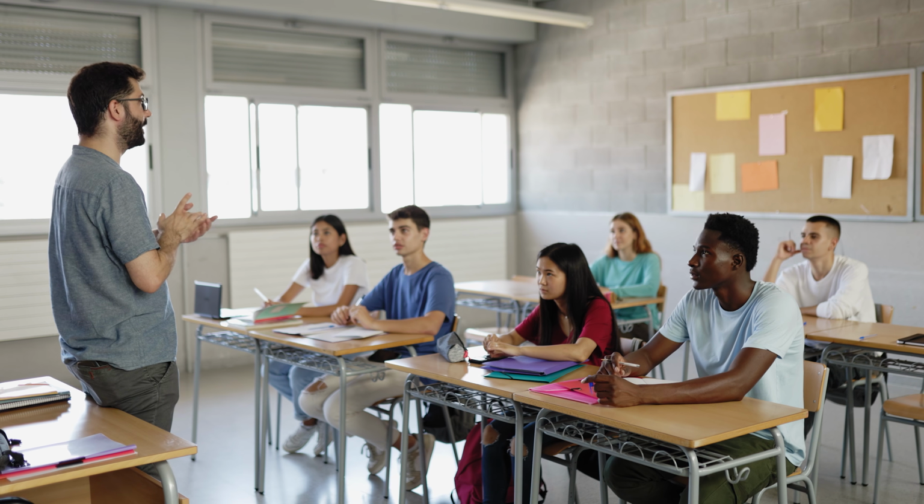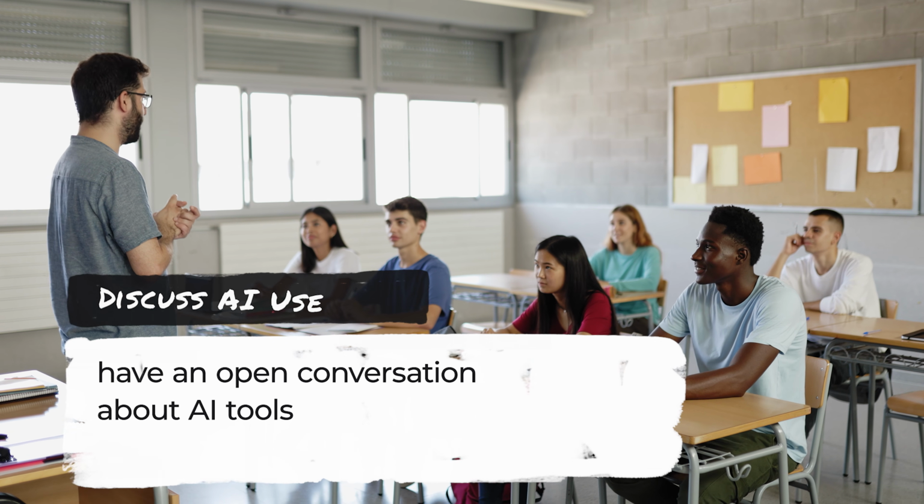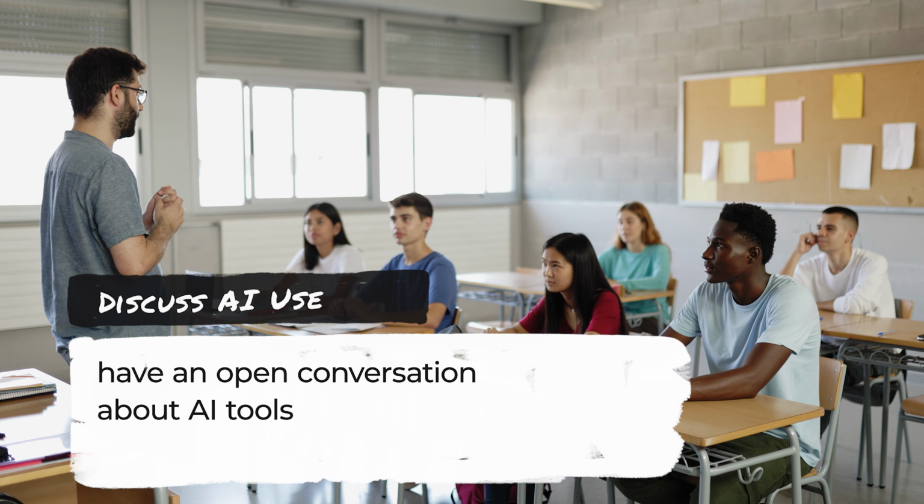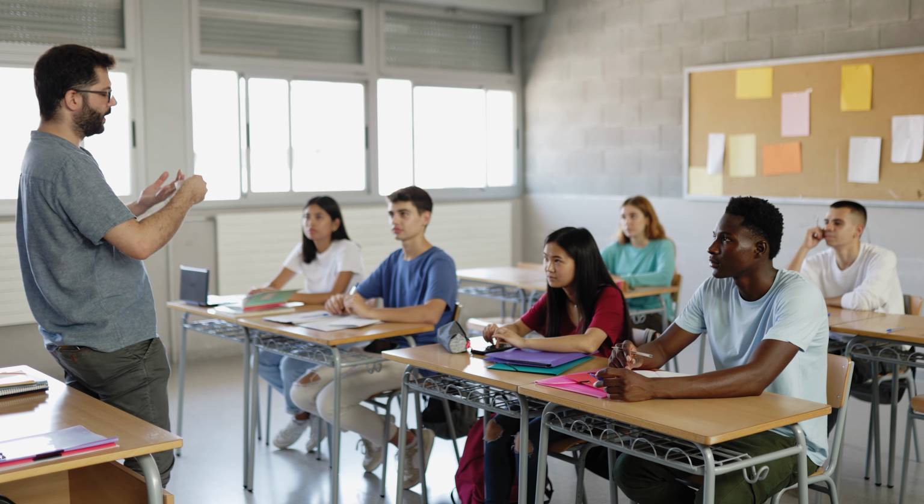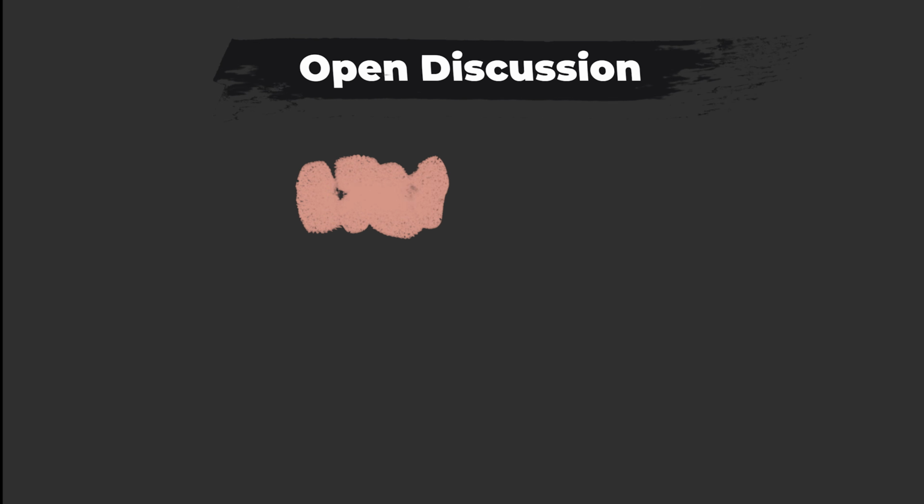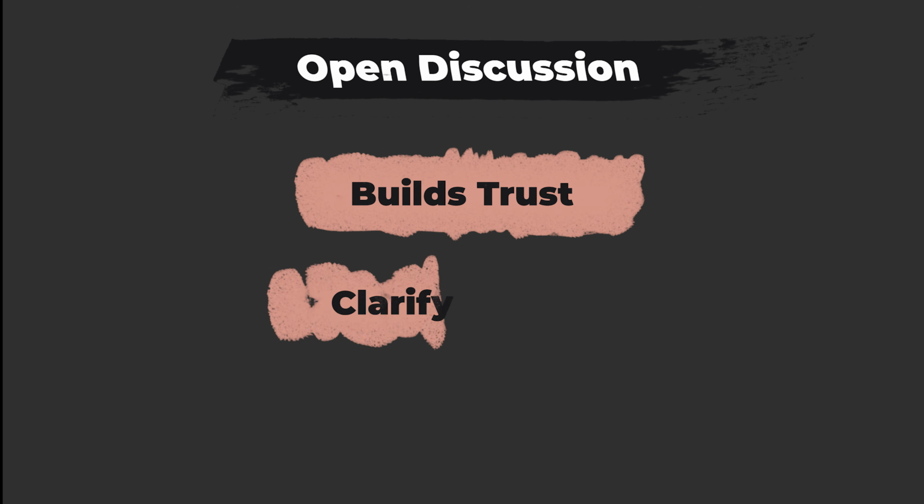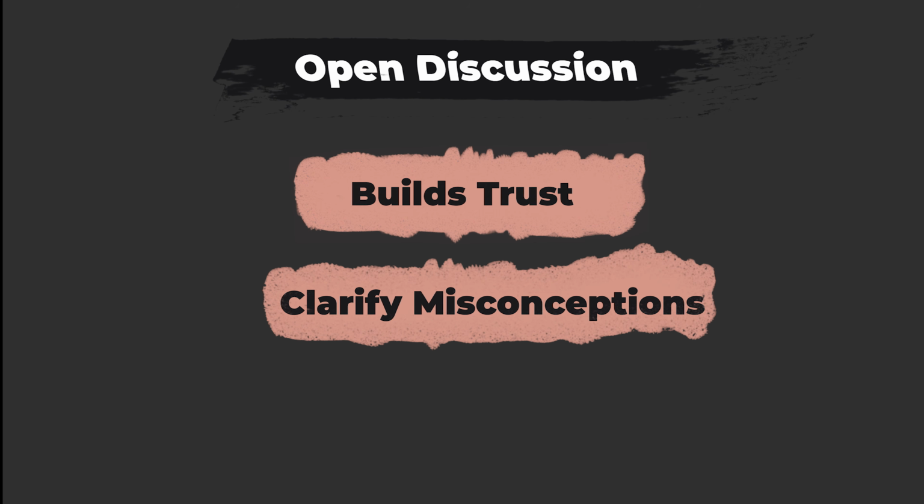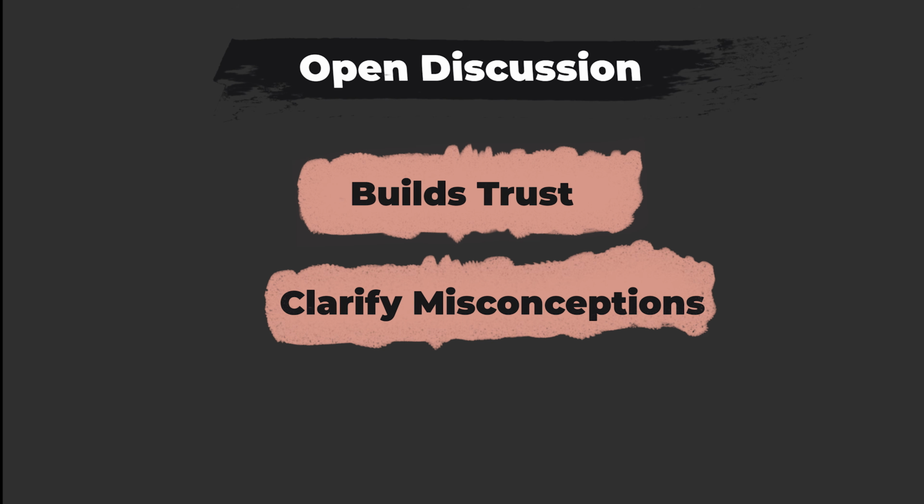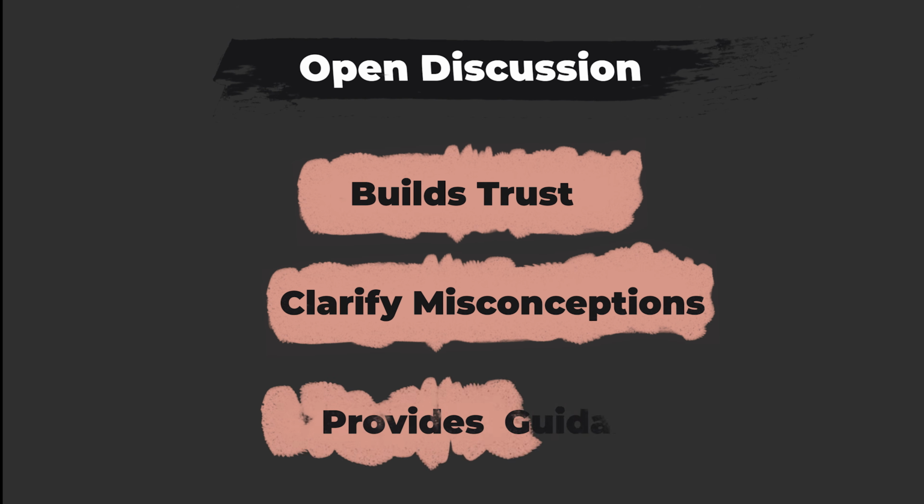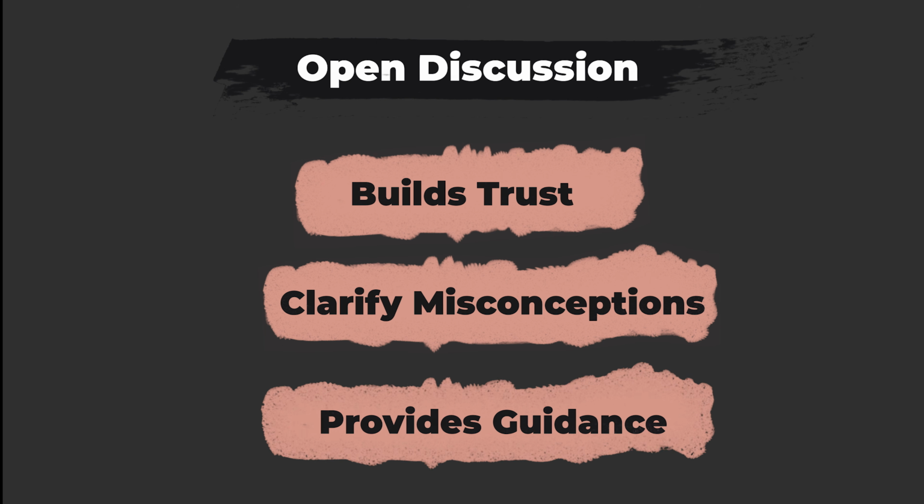Address the elephant in the room and have an open conversation about AI tools with your students. Understanding your students' perspectives helps build trust and ensures everyone is on the same page. This discussion also provides an opportunity to clarify any misconceptions about AI, guiding students on how to use these tools to complement their learning rather than replace their efforts. This brings us to the second tip.